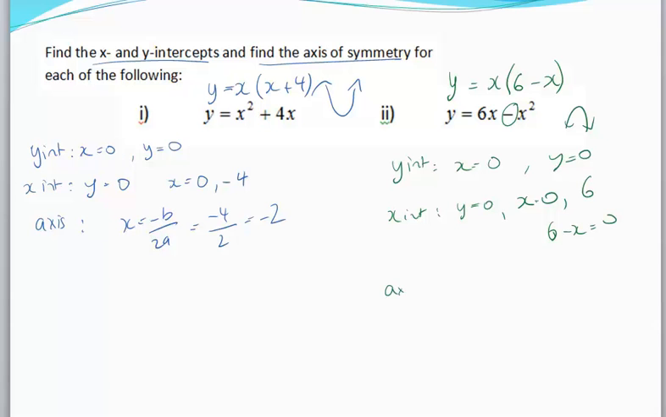Our axis of symmetry, here x is equal to minus b on 2a. Here minus b is minus 6 divided by 2a, 2 times minus 1. Minus 6 on minus 2 becomes a positive 3 here. So we have now our intercepts and our axis of symmetry.